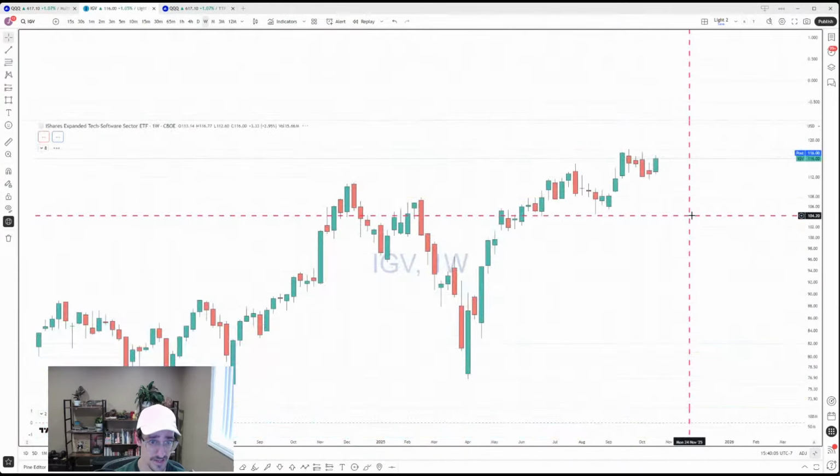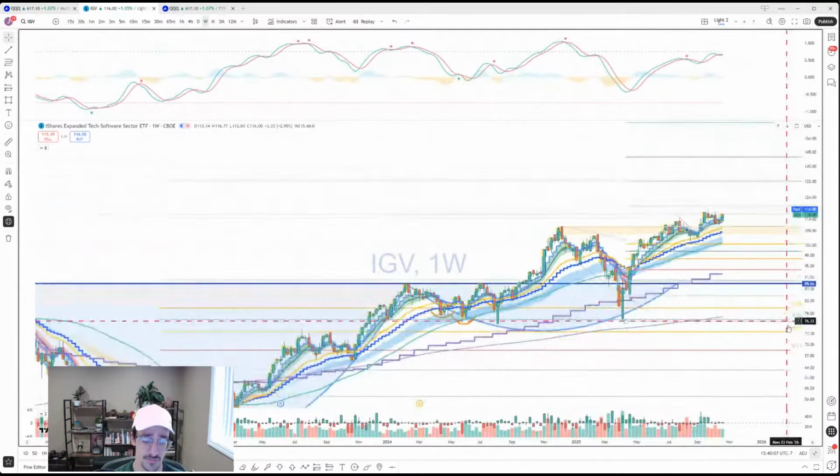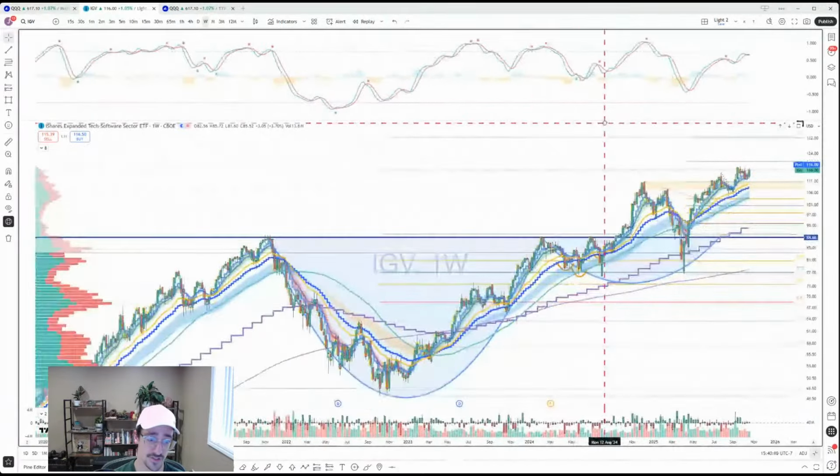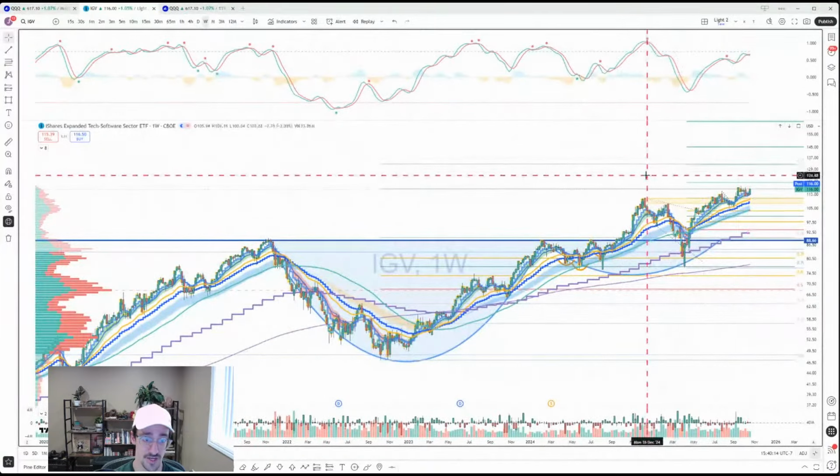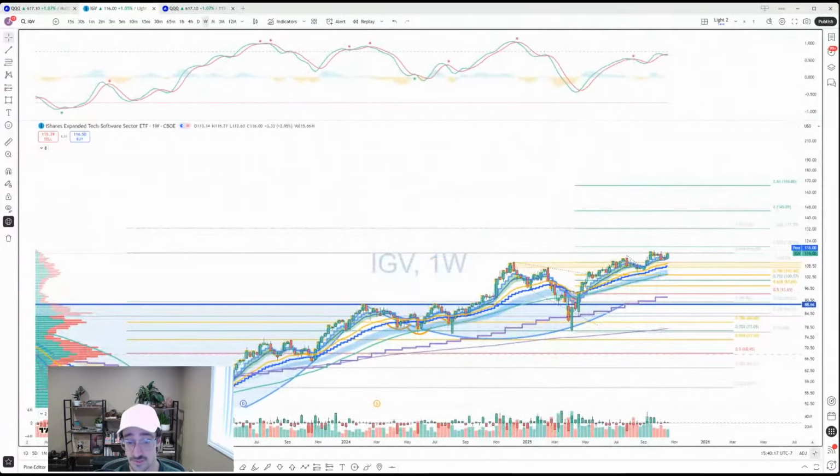Just while we're looking at that, IGV looks very good. Okay, this is software. Software ETF looks very constructive. As we knew, cup and handle, back test deep, and push on out. Good stuff.